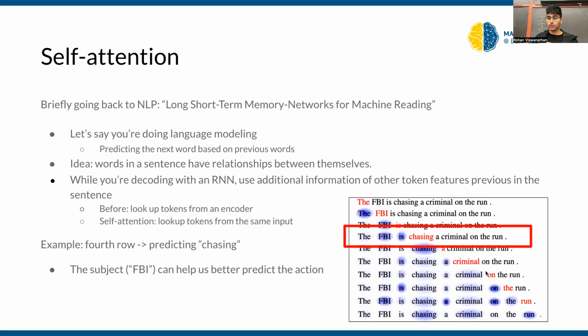By the time we get to "criminal", we want to get "is chasing a criminal", right? So instead of choosing something like "criminals" or "criminality", we know that "is" and "are" are used as singular words, so we could come up with the word "criminal". That's the motivation behind self-attention: weighting the words before your predictive word to come up with a best guess for what your word could be.